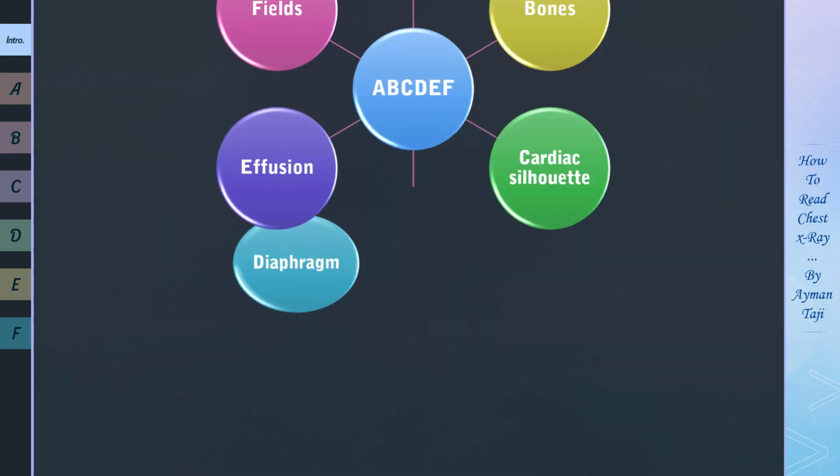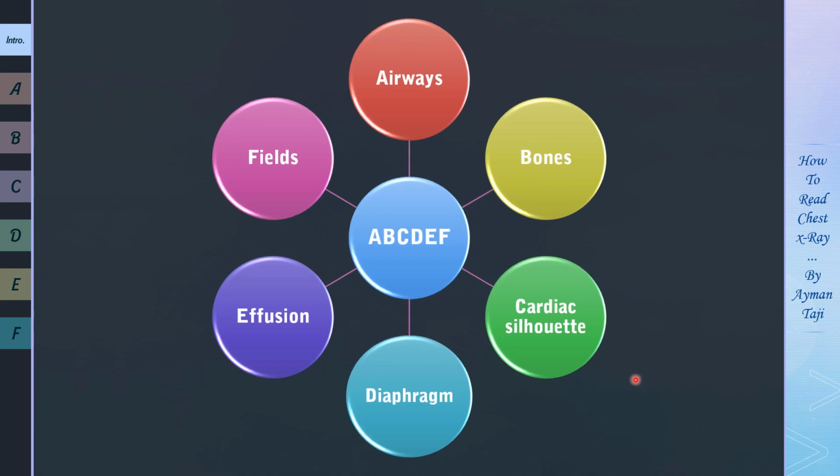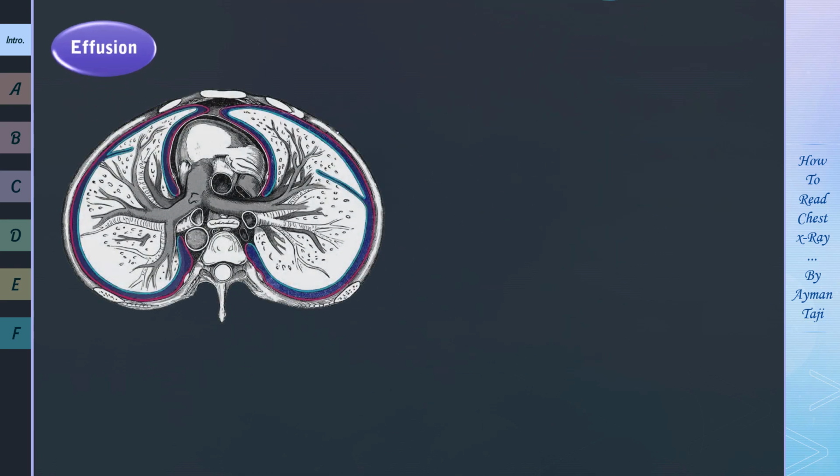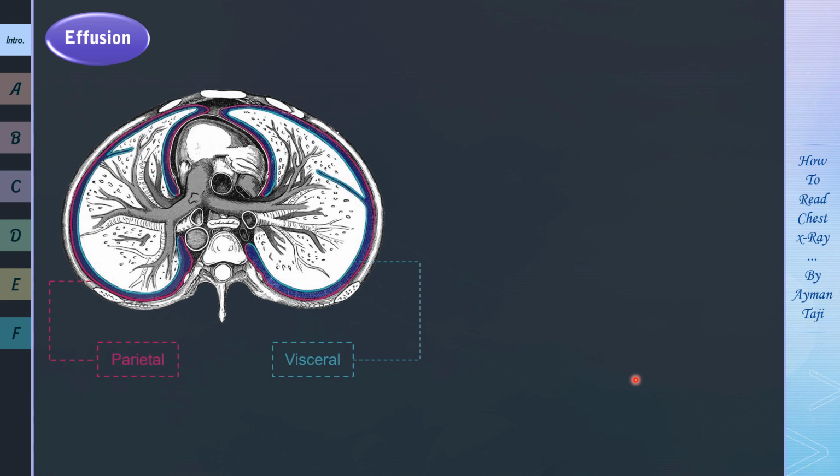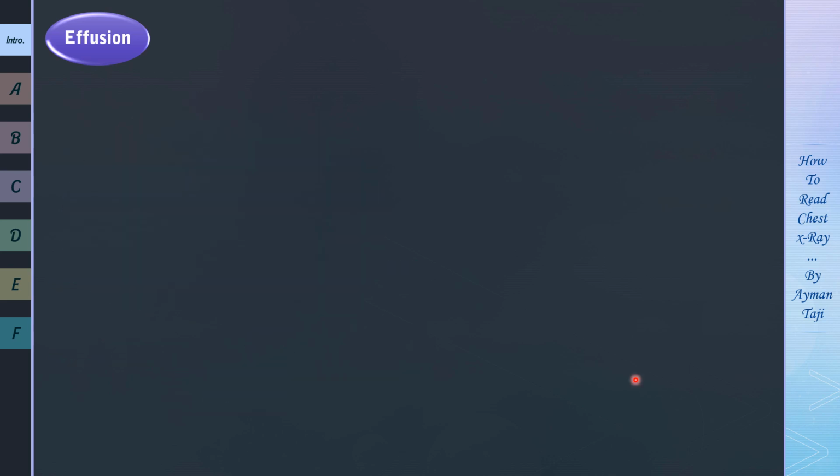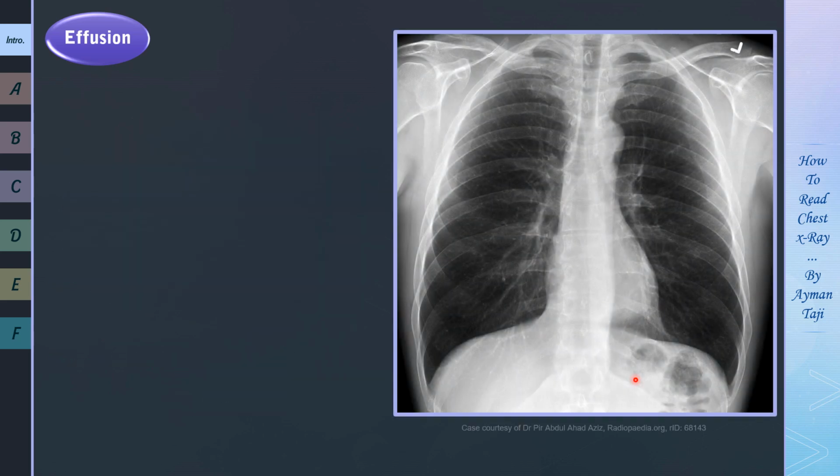And now to the pleura and pleural space, in which fluid can accumulate abnormally and cause something called pleural effusion, hence the letter E. So the pleura is a thin double layer of tissue that surrounds the lungs, and it's divided into a visceral and parietal pleura, and the potential space between these two layers is referred to as the pleural cavity or pleural sac. And the pleura forms recesses where the diaphragm and the thoracic wall meet.